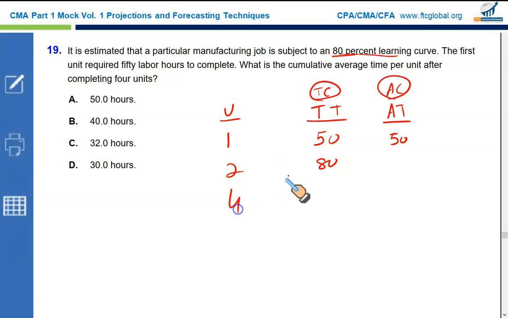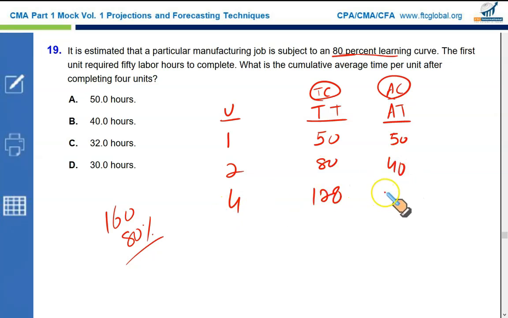When the output is doubled from 2 to 4, your time should be double 80, that is 160. But it will not be 160, rather it will be 80% of 160, that is 128. So 80 by 2, average is 40; 128 by 4, average is 32. You can calculate these average time figures directly by taking 80% of 50, which is 40, and then 80% of 40, which is 32. This is a very helpful table. That's what we use in CMA. And remember, on your CPA exams, the output given will always be in this form: double, 1 to 2, 2 to 4, 4 to 8, 10 to 20, 20 to 40, 40 to 80. Every question will involve the doubling of output.